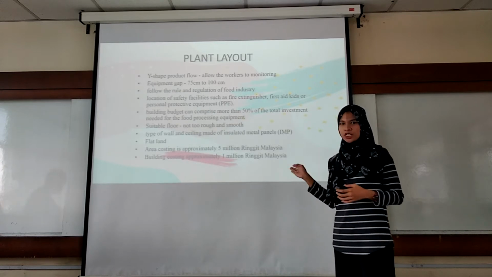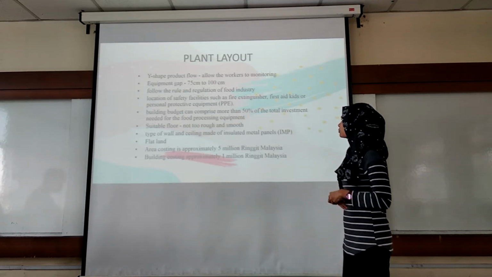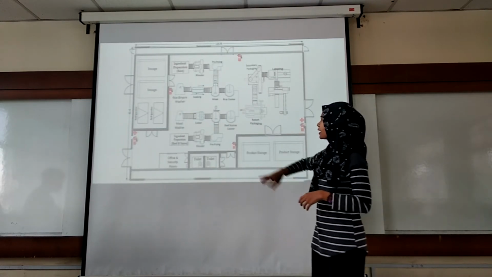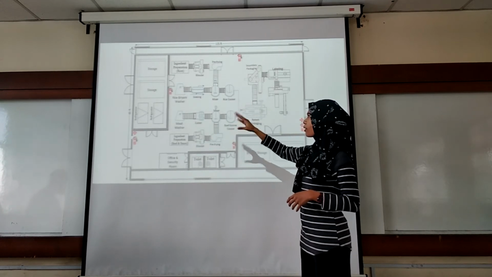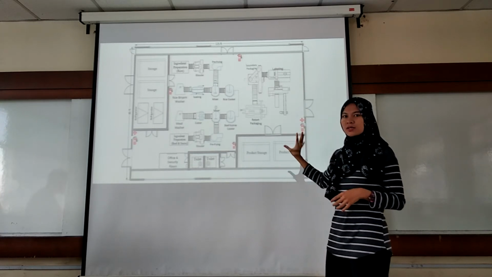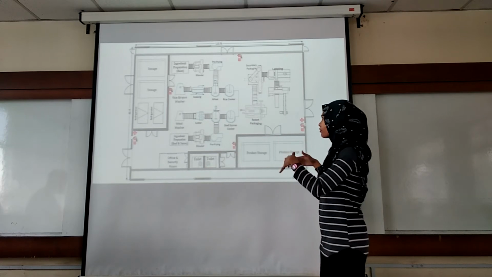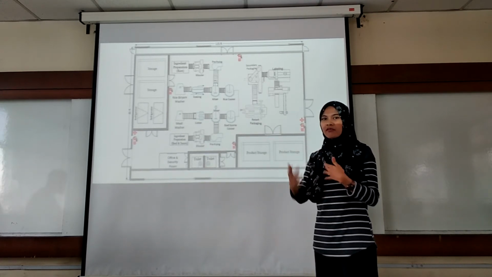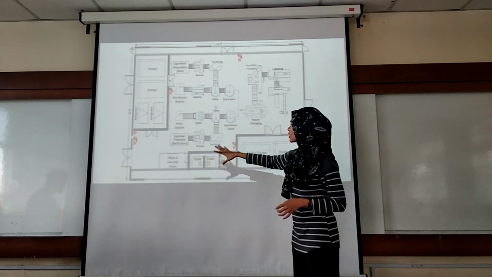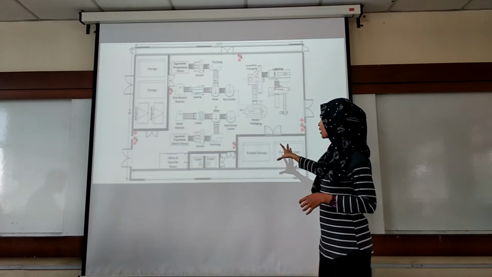Our area costing is approximately 5 million ringgit Malaysia, and our building costing approximately 1 million ringgit Malaysia. So this is our plant layout. As you can see, the raw material storage, processing parts, and also the product storage are located separately from the others, because we want to prevent contamination. Okay, we also have the toilet and the office secretary room to make it easier for our staff.